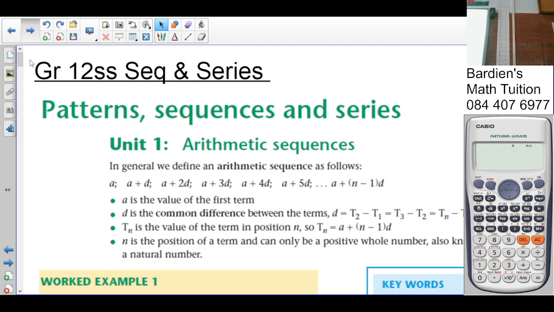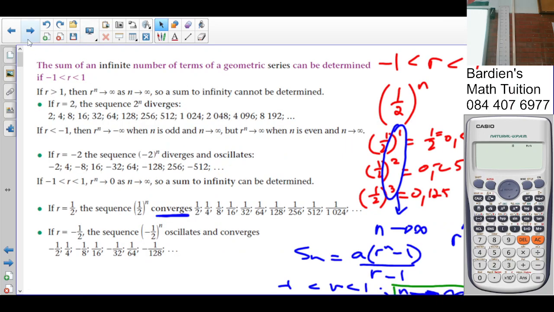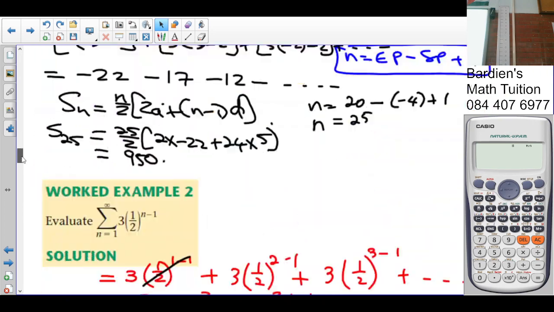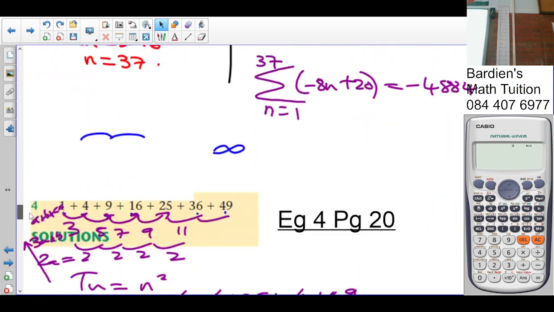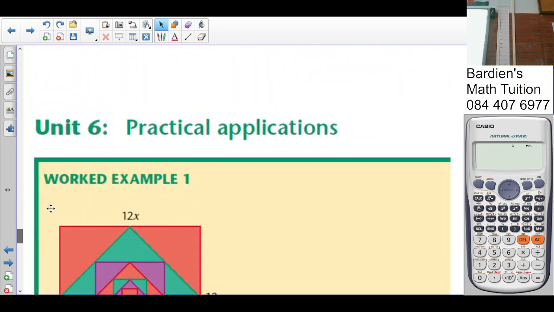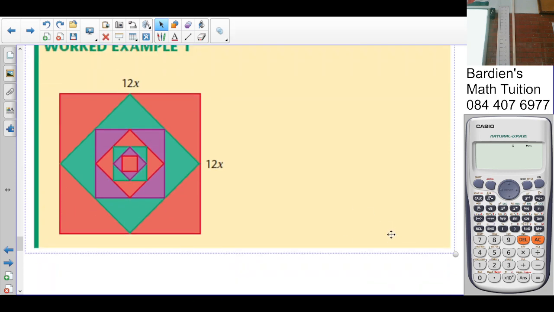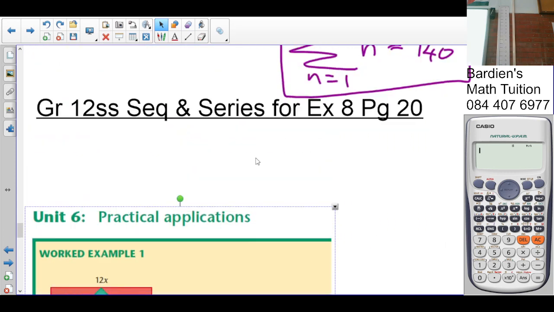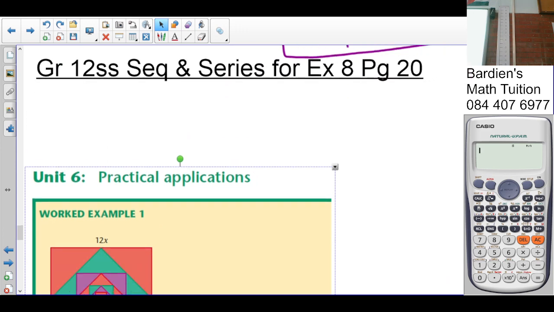So we're looking at the exercise. On the previous page, let me just get it quickly. Today we're looking at practical applications. Practical applications are basically real life scenarios. It is exercise 9 on page, let me just get that quickly.